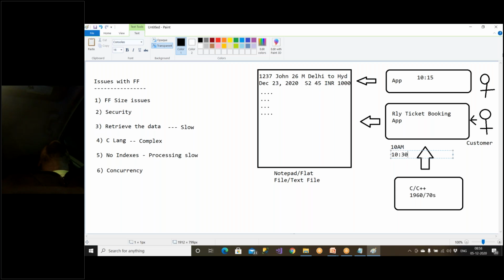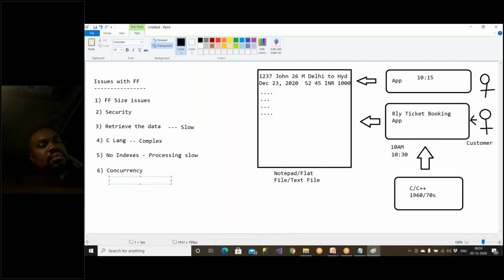Concurrency in mind means, at a time, how many customers I can handle. But in the 1960s, 70s, at a time only one customer I could handle, not more than that. If I wanted to book 10,000 tickets, sequentially you need to do it. Each ticket is going to take 10 minutes, so 10,000 times 10 minutes will be more and more time, because simultaneously or in parallel, I cannot book the tickets. So these are the concurrency issues.